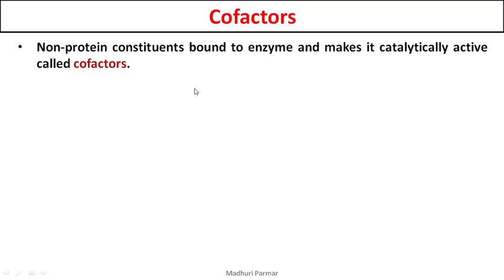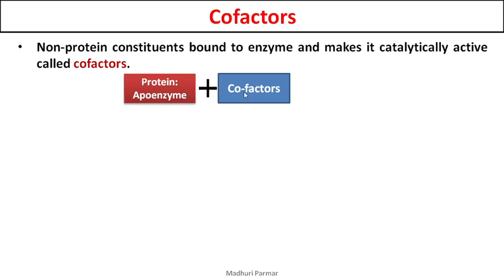Enzymes require some cofactors to work. These are mostly non-protein compounds, and they make the enzyme catalytically active. The protein part of an enzyme is called apoenzyme. Along with cofactors, which activate the protein, it becomes a holoenzyme.